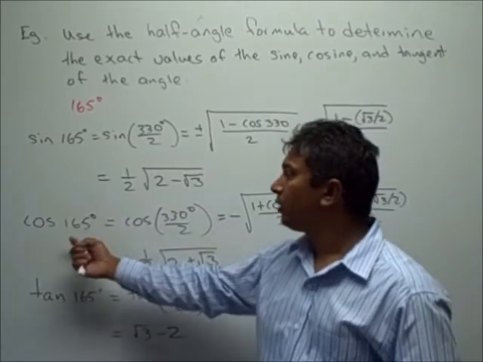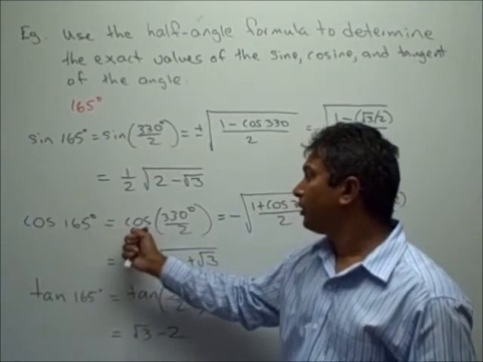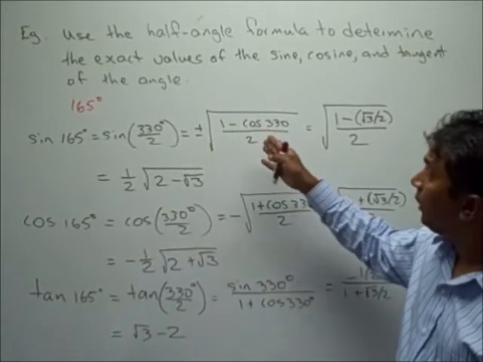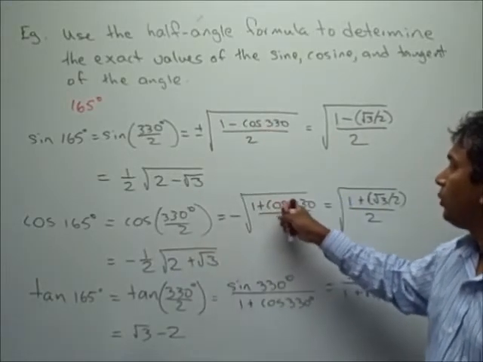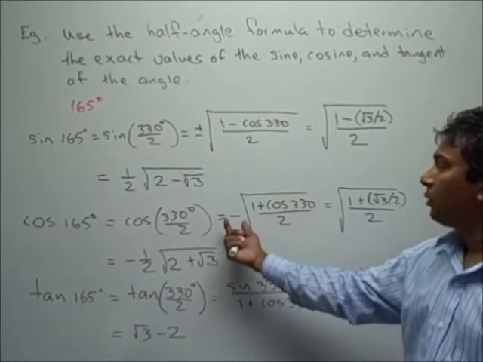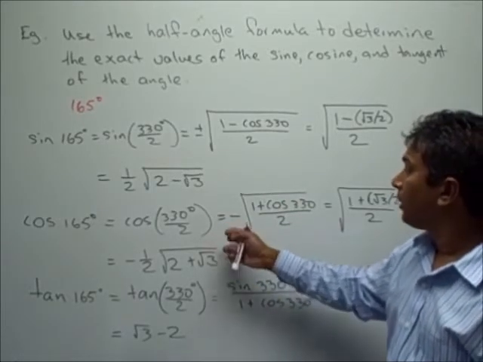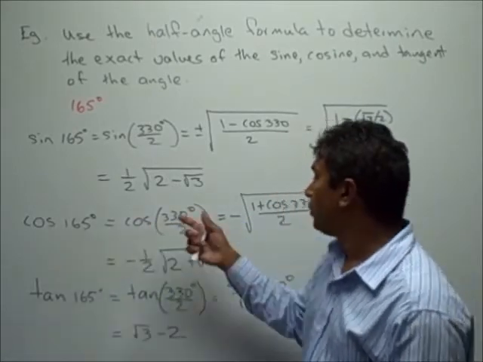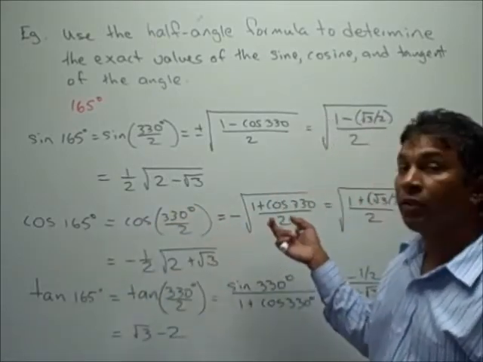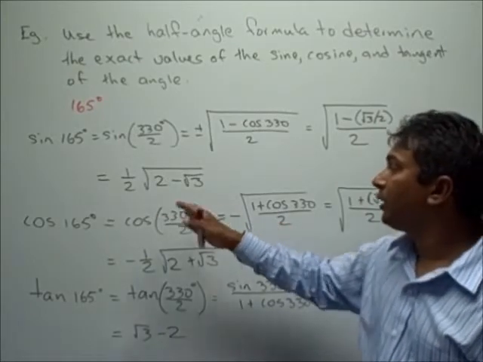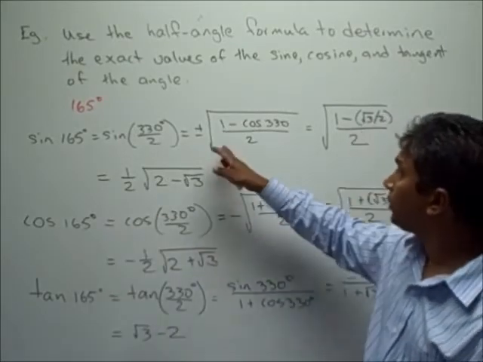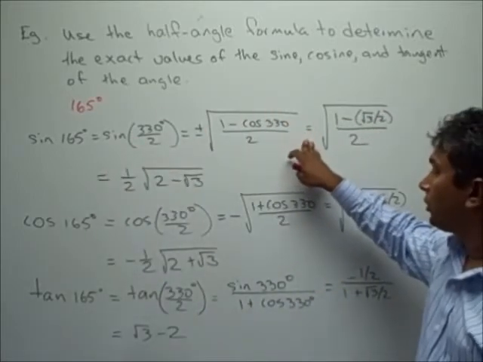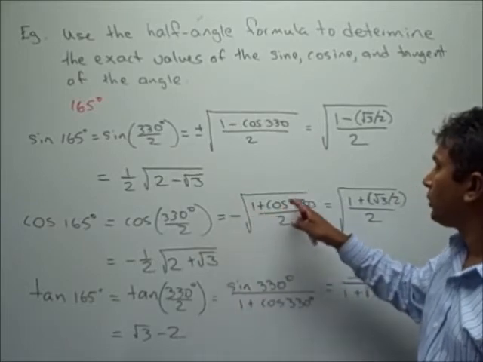Similarly, to find the cosine of 165, we can write this as the cosine of 330 over 2. Using our half angle formula, this becomes 1 plus cosine of 330 over 2. Now it's negative here because we're finding the cosine of 165 degrees, and we know that 165 degrees is in our second quadrant and cosine is negative in our second quadrant. Here this was positive because sine is positive in our second quadrant. So now we have negative the square root of 1 plus cosine of 330.